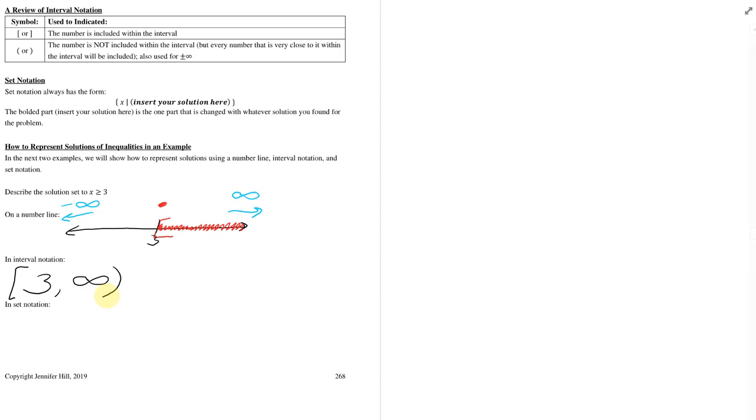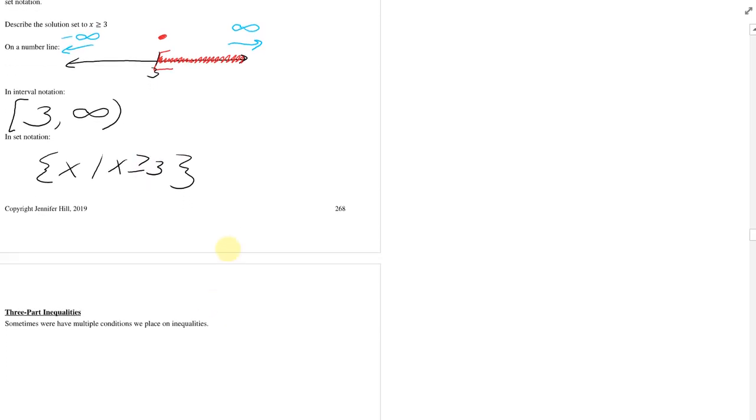All right, so now for the set notation. The set notation always has the form of this. You're going to set up these pieces here. That part always gets set up, and then what you fill in here is whatever your answer is. So in this case, I just plug in x is greater than or equal to 3. Okay, so that's how you do an inequality in one case. Now I want to show you another case.